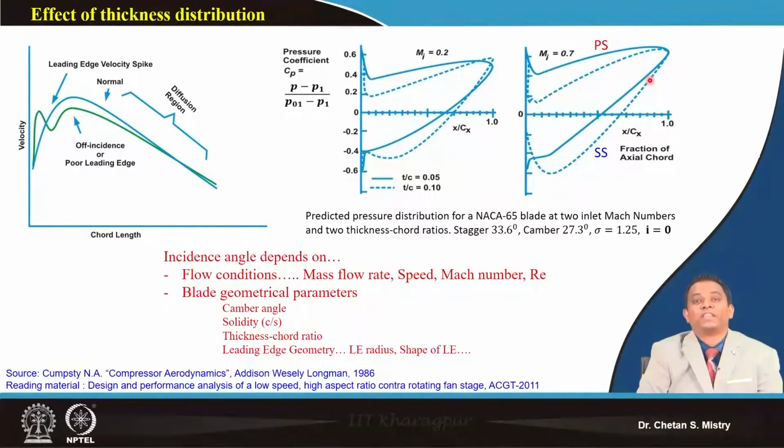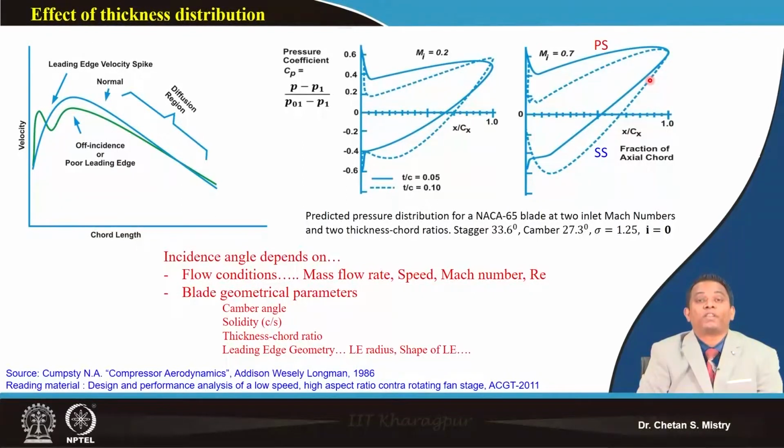Suppose we have a variation that gives positive incidence, we can say that will give me a high CP distribution. If we have a negative incidence angle, that gives a different kind of CP distribution, or say a lower CP distribution. And based on our expected pressure rise at the exit, we need to play with different parameters.